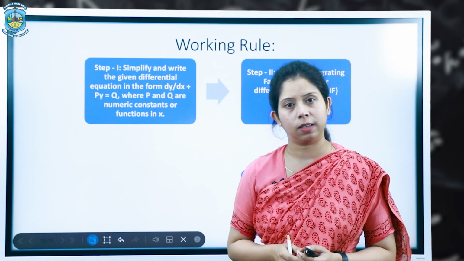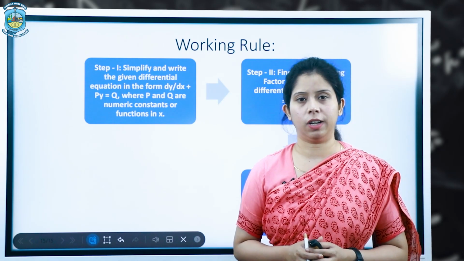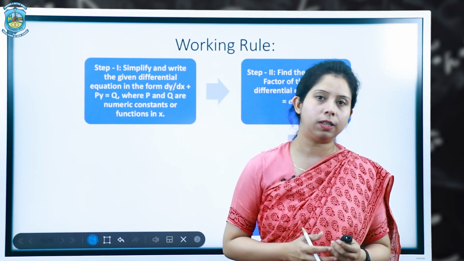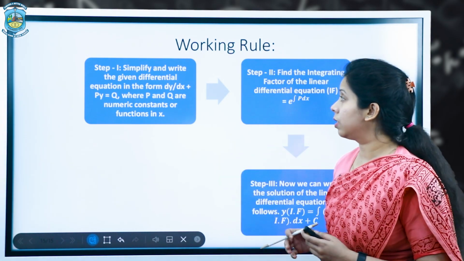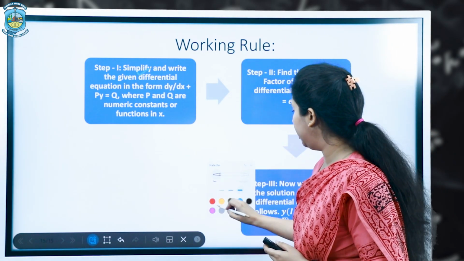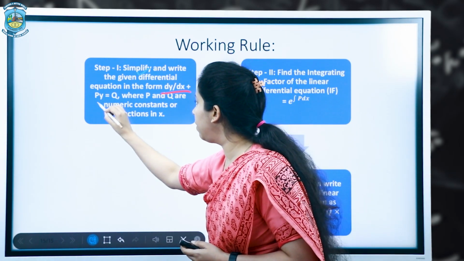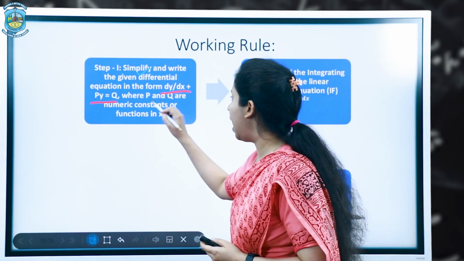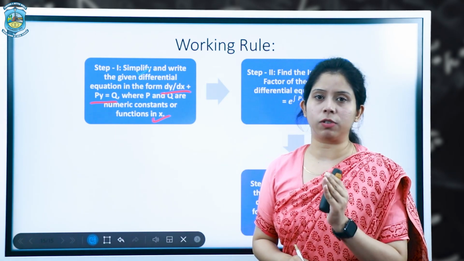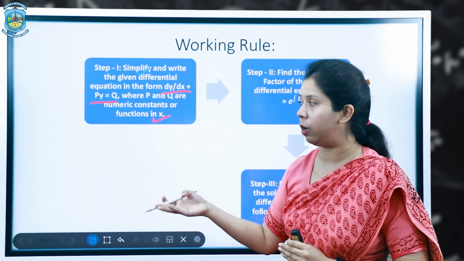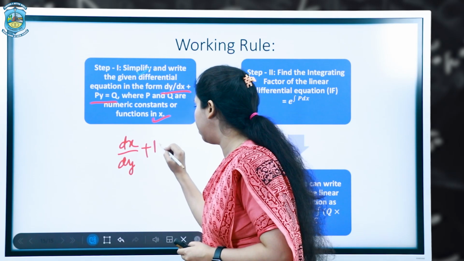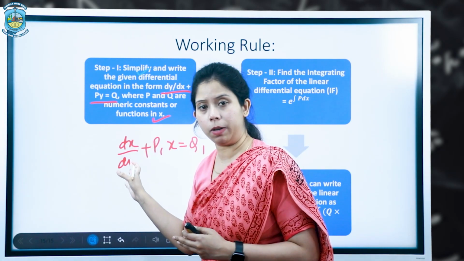So now we will discuss the working rule to solve a linear differential equation. The following three simple steps are helpful to write the general solution of a linear differential equation. Step number 1, simplify and write the given differential equation in the form dy by dx plus py is equal to q, where p and q are either numeric constants or functions of x. So the first step is you have to simplify and write the given differential equation in the standard form. Here it can be dx upon dy plus p1x is equal to q1. So the other form is this.